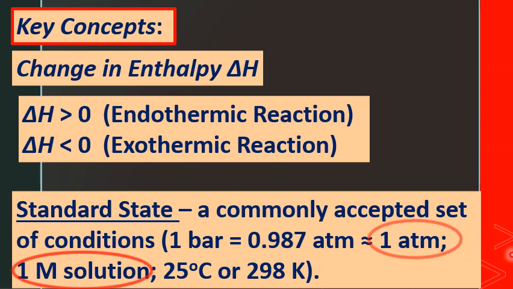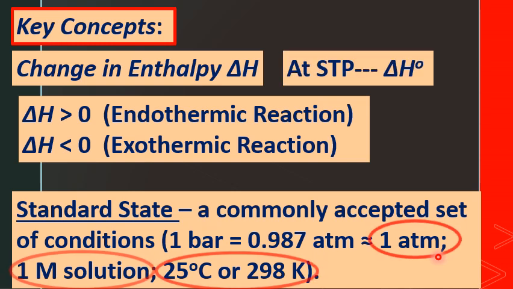Now, for temperature, although it is not necessarily the standard, in most practices we use 25 degrees Celsius or 298 Kelvin. So let it be understood that when we are describing the standard change in enthalpy during any thermochemical reaction, we are assuming that these conditions are met.